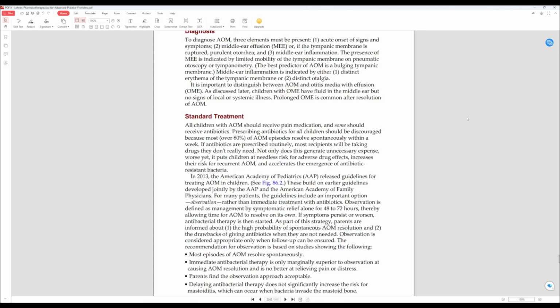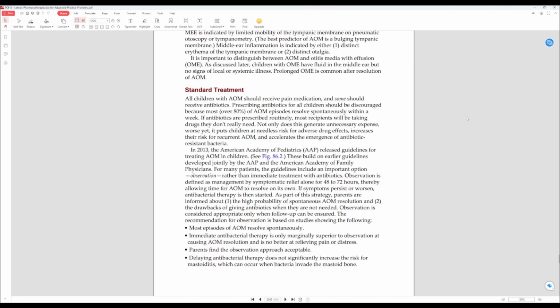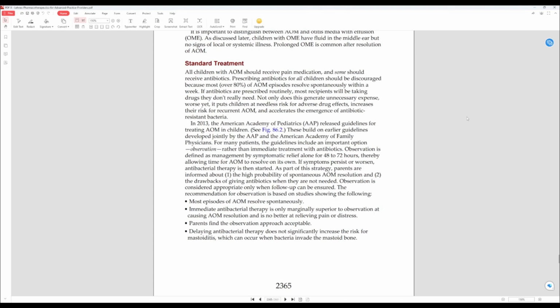It is important to distinguish between AOM and otitis media with effusion. As discussed later, children with OME have fluid in the middle ear, but no signs of local or systemic illness. Prolonged OME is common after resolution of AOM. So the standard treatment: all children with AOM should receive pain medication, and some should receive antibiotics.